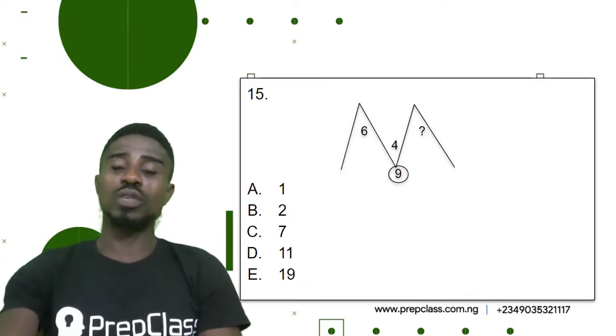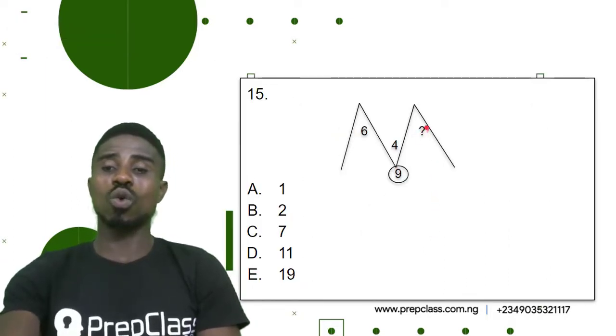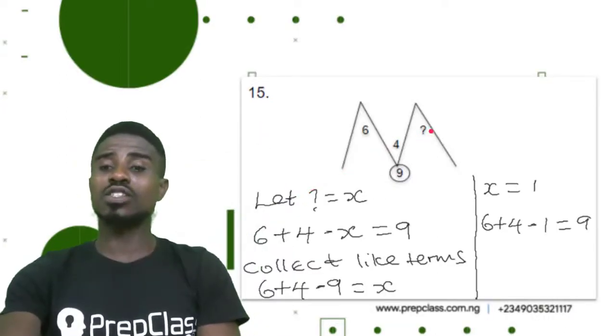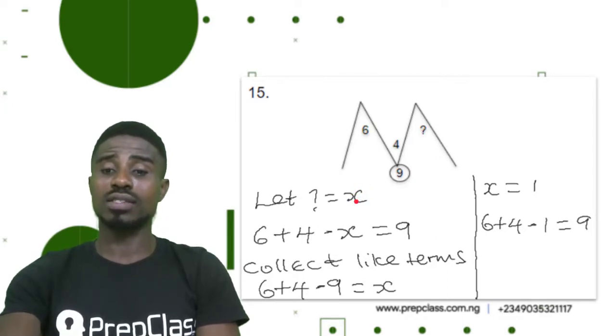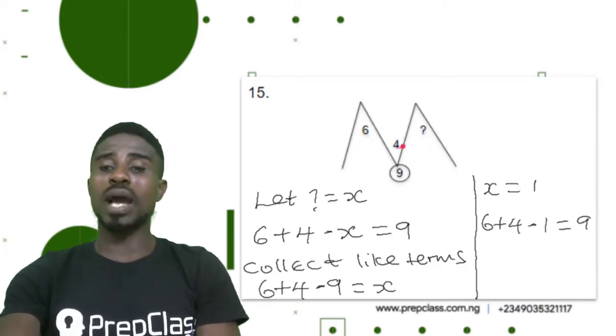Question 15, we've been asked to solve what should be here. Let's see how to get it done. So we'll say let this question mark be x. So let's replace it with an alphabet which will serve as a variable x. So we know from the understanding we gained it is 6 plus 4 minus x equal to 9. So we've written it out, 6 plus 4 minus x equal to 9. So what do we do next? We collect like terms that look alike. So this is a variable, it's not alike with them, so it's going to go out.